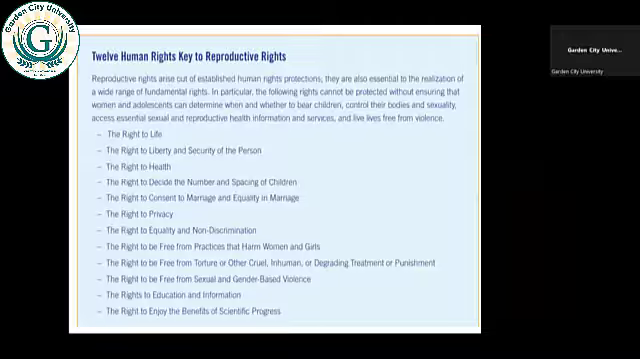Remember, as I said, this obtains abroad. In an African country, the right to consent to marriage is not there. If your hand is asked in marriage and you don't want it and your parents want it, they force you into it. And equality in marriage is not obtainable here, but it may be obtainable or practiced abroad. There's the right to privacy. There's the right to equality and non-discrimination. There's the right to be free from practices that harm women and girls.